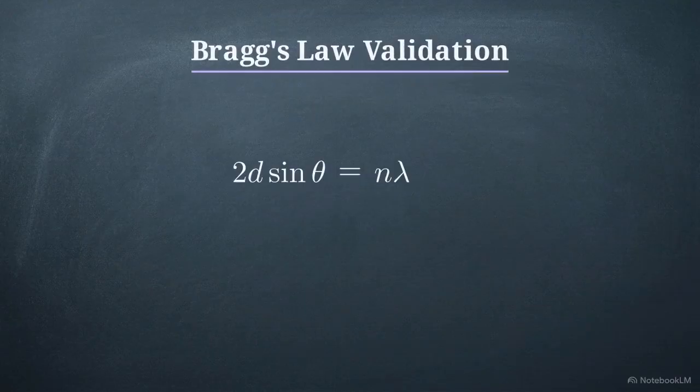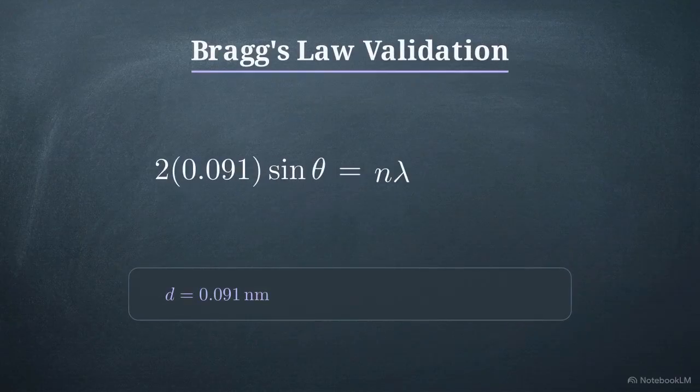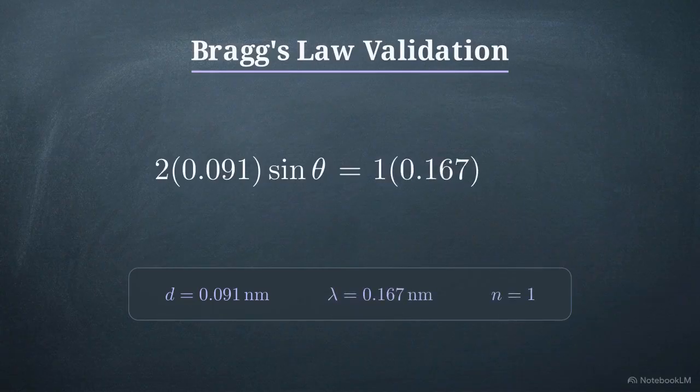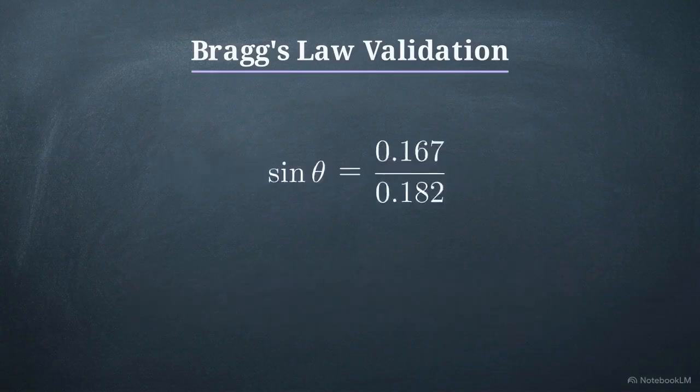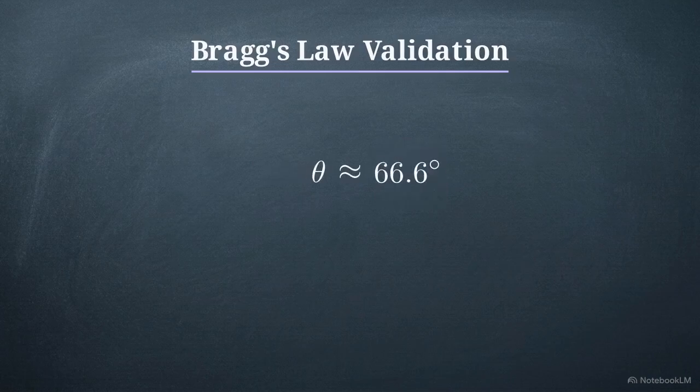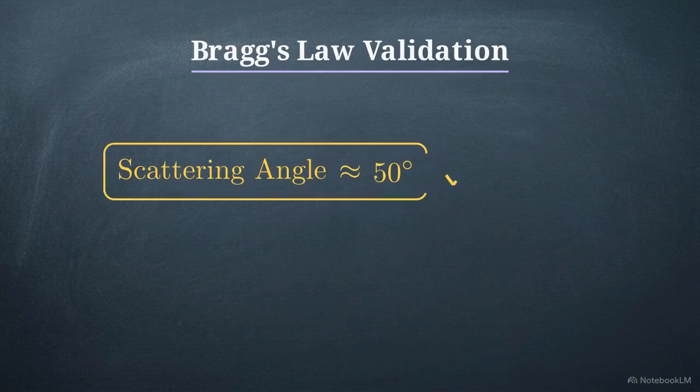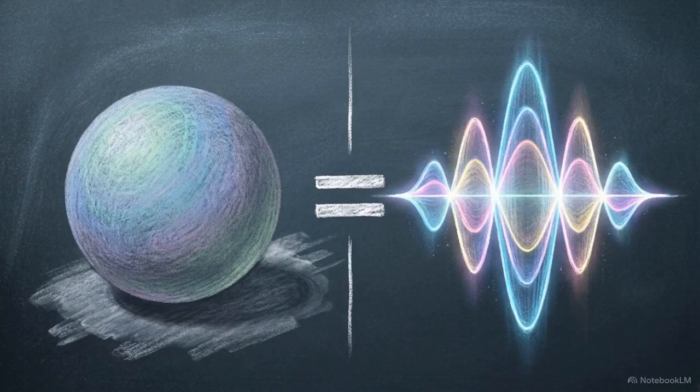We input the known variables, the nickel crystal plane spacing of 0.091 nanometers, and de Broglie's theoretical electron wavelength of 0.167 nanometers. The calculated theoretical angle matches the 50-degree scattering angle measured in the lab. This was an exact, parameter-free prediction. It proved that a beam of solid matter scatters identically to an optical wave.